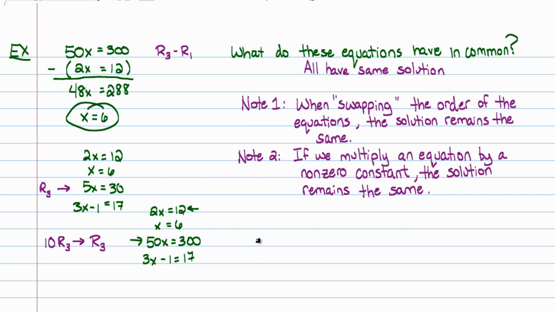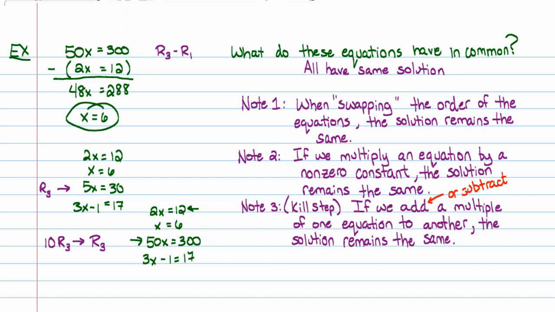So let me write this down as a final note here. And notice on my note, I call this the kill step, because this is probably the most important step in the elimination method process. So let me just read this out loud. If we add or possibly subtract a multiple of one equation from another or to another, the solution remains the same. And we saw it right here.